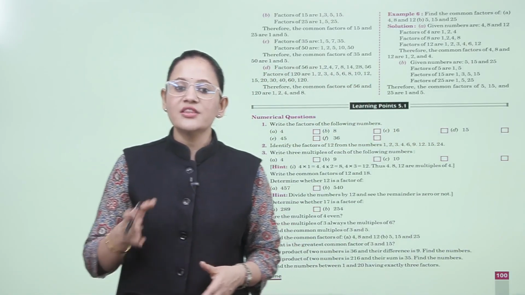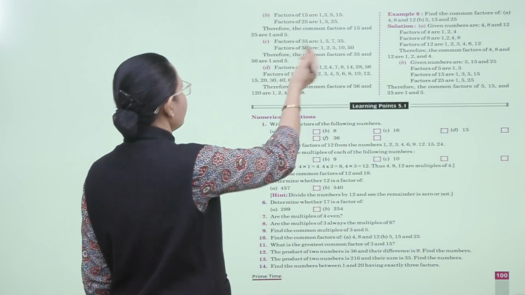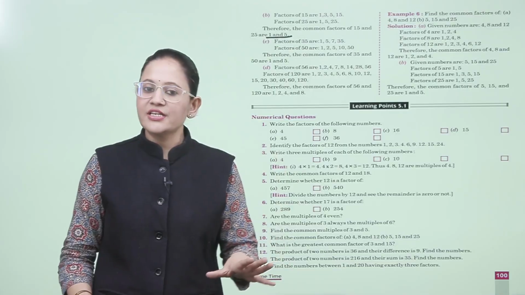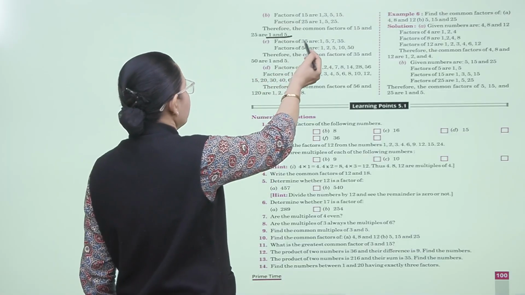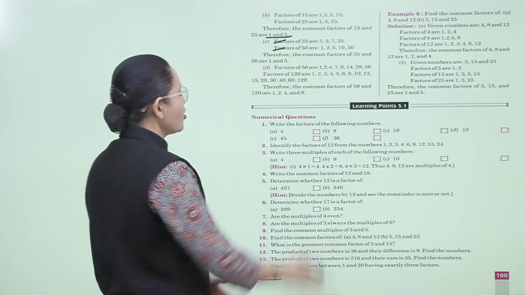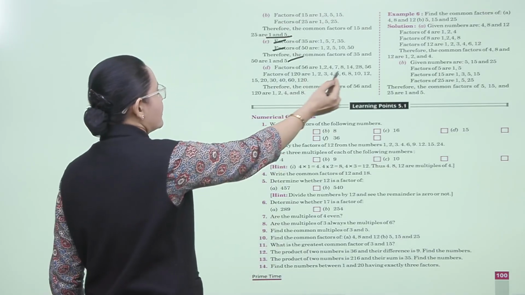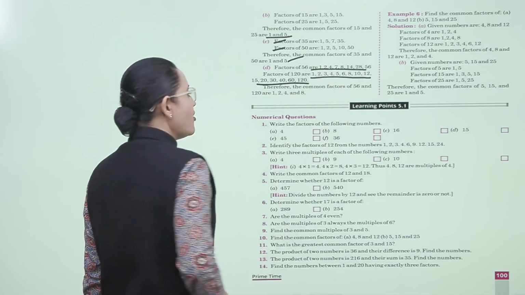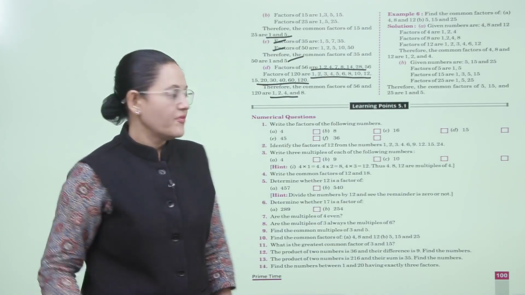Factors of 15 are 1, 3, 5 and 15. Factors of 25 are 1, 5 and 25. Now, the common factors of 15 and 25 are 1 and 5. Clear? So, what we'll do? First, we'll find out all the factors and then we'll find out what are the common factors. Clear? 35 and 50. These are the factors of 35 and these are the factors of 50. Now, the common factors are 1 and 5. Now, these are the factors of 56 and these are the factors of 120. Clear? Now, the common factors are 1, 2, 4 and 8. Clear? One more example.